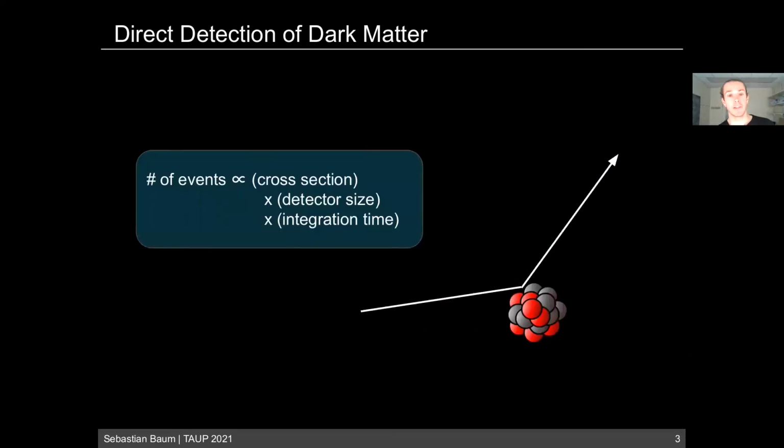In particular, the number of events is just proportional to the cross-section times the size of your detector times how long you measure. So we have not been successful at finding these type of recoils over the past decades. And obviously then what people have done is they've just built bigger and bigger detectors.